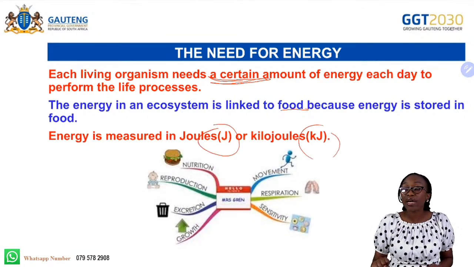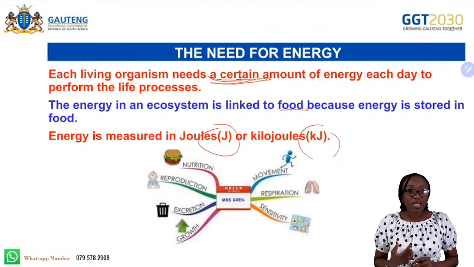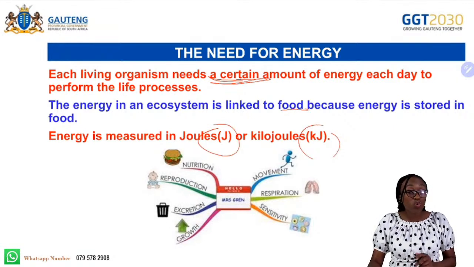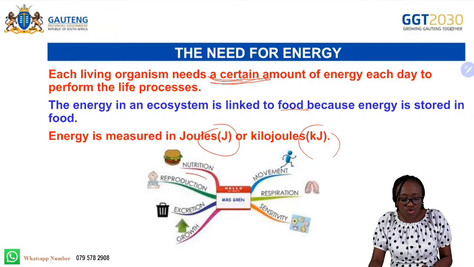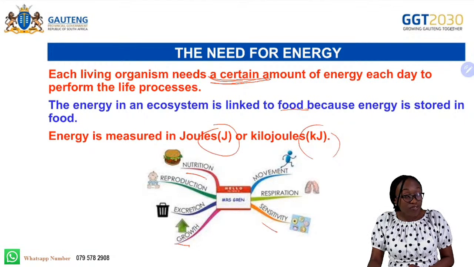Now, just a reminder of the 7 life processes. All these processes require energy for a living thing, whether it be a plant, an animal, or any other microorganism. They require energy for nutrition, reproduction, excretion, growth, sensitivity, respiration, and movement.